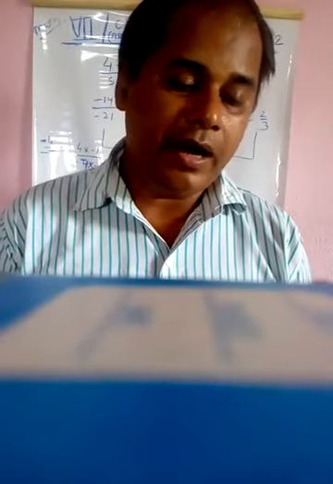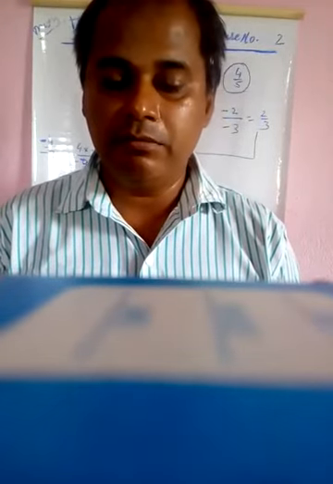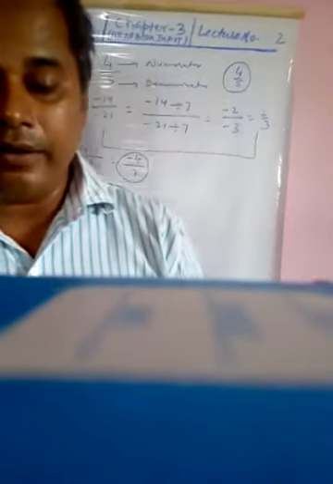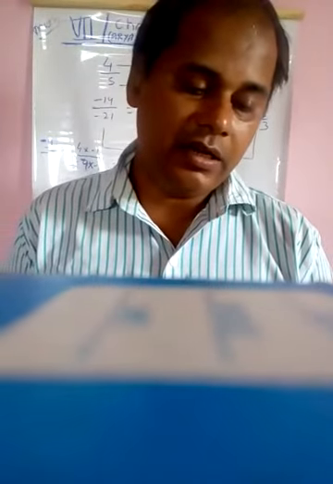Again, I am repeating. Listen properly, very important topic. A rational number p by q is said to be in standard form if q is positive and p and q have no common divisor other than 1. That is, HCF of p and q is 1.